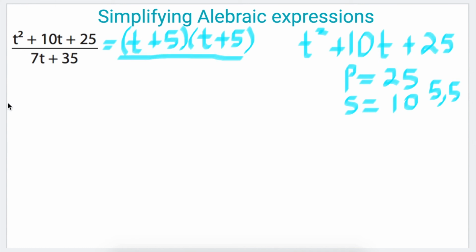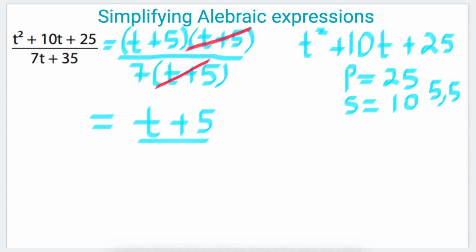We're going to factor the denominator. So we have 7 and 35. The common factor of 7 and 35 is 7. So we're going to write 7, parentheses, t plus 5. Then the next thing is we notice in the numerator and in the denominator there are some common terms that can divide each other. So we just cancel those two terms. When they cancel, they just turn into a 1, and our final answer is going to be t plus 5 divided by 7.